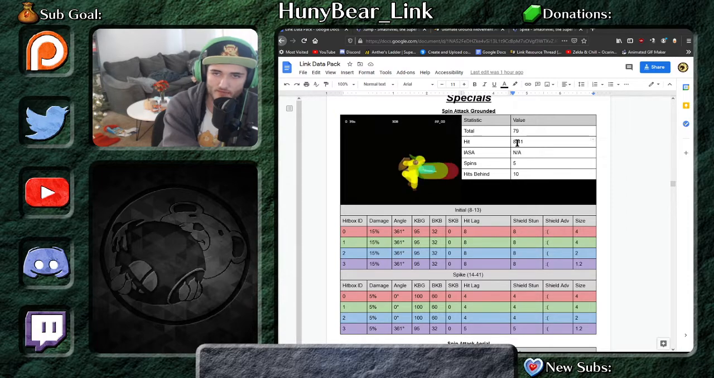It hits frames 8 through 41. Interruptible as never. Spins 5 times and hits behind on frame 10. So the first hit, it hits in front first on frame 8. It hits behind on frame 10.